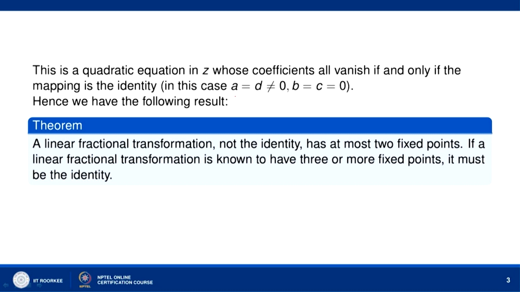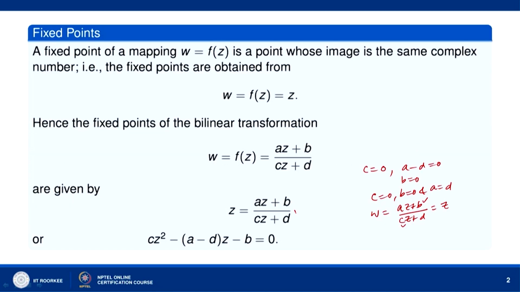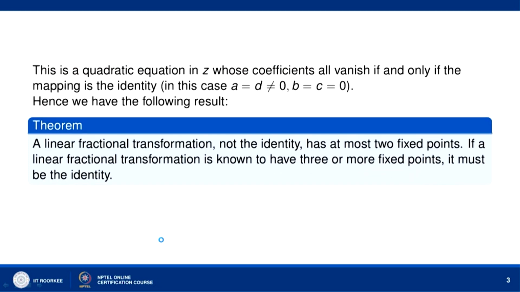In this case a = d ≠ 0 and b = c = 0, because we want ad − bc to be non-zero. So we have to take a = d ≠ 0. Therefore, we have the following result: a linear fractional transformation, not the identity, has at most two fixed points. If you do not want this fractional transformation to be an identity, then it will have at most two fixed points. If it has more than two fixed points, that is 3 or more fixed points, then it must be the identity transformation.